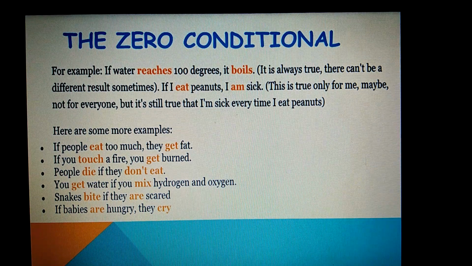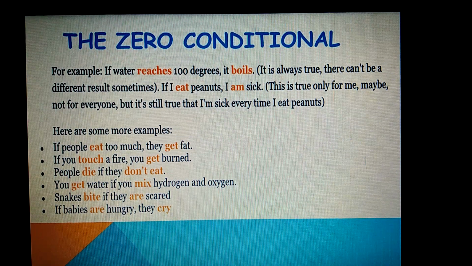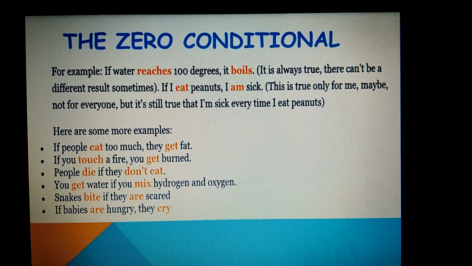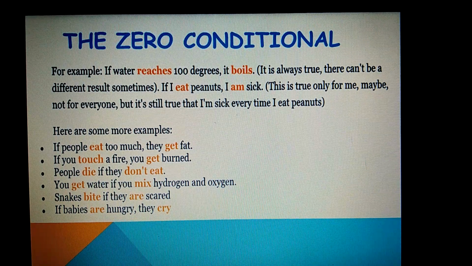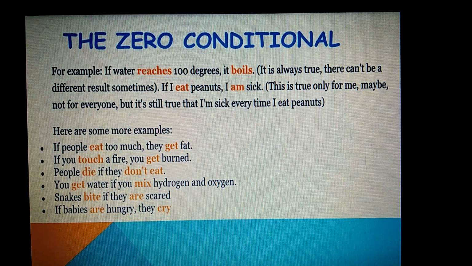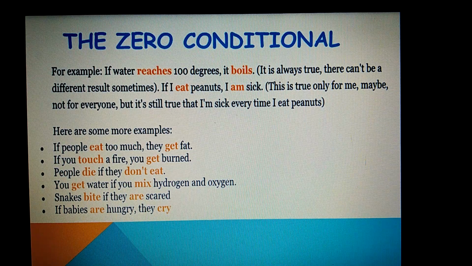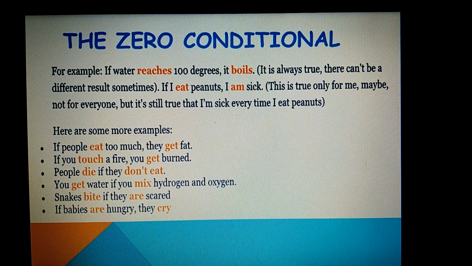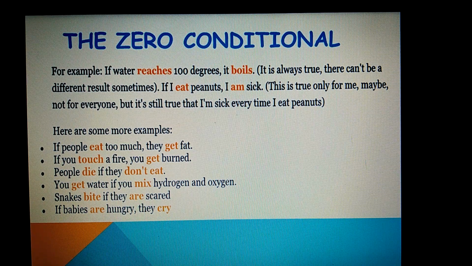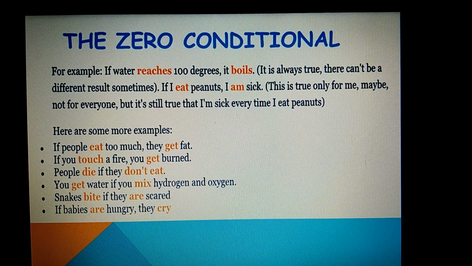Let's look at some more examples of zero conditionals. Remember, zero conditionals are used when we are sure about a fact, when you can prove something. If people eat too much, they get fat. If you touch a fire, you get burned. People die if they don't eat. You get water if you mix hydrogen and oxygen. Snakes bite if they are scared. If babies are hungry, they cry.